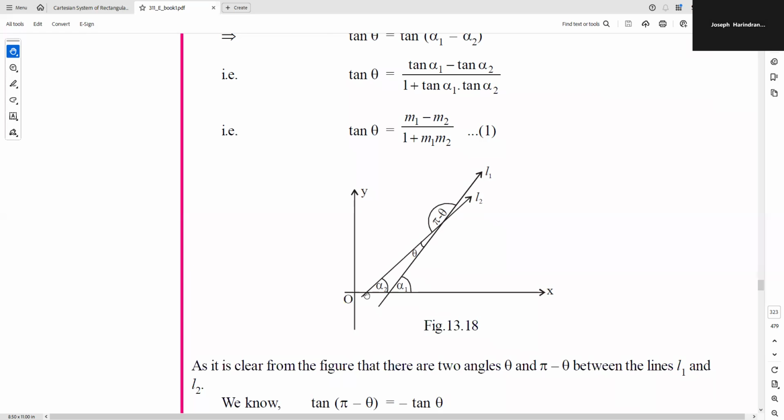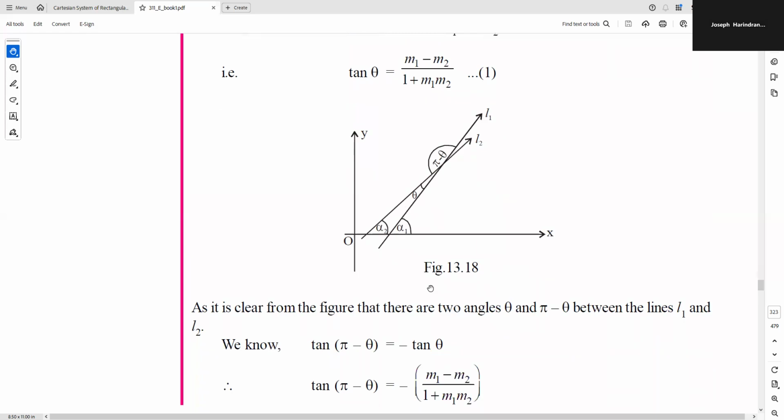Alpha 1 is the exterior angle of this triangle. You can easily say that alpha 1 is equal to alpha 2 plus theta. Exterior angle of a triangle is equal to the sum of the interior opposite angles. So using that theorem, we can write that alpha 1 is equal to alpha 2 plus theta, or theta is equal to alpha 1 minus alpha 2. So that is the angle between the two lines. It's a difference of the two angles, the slopes actually.